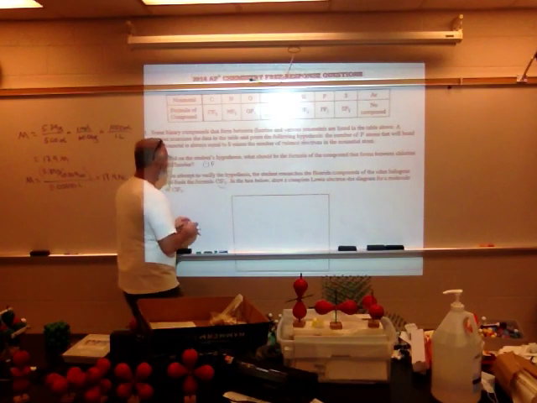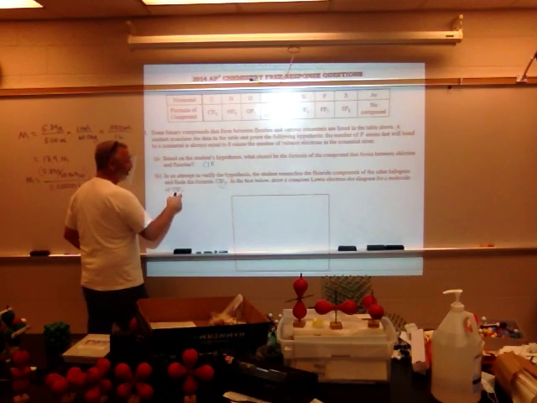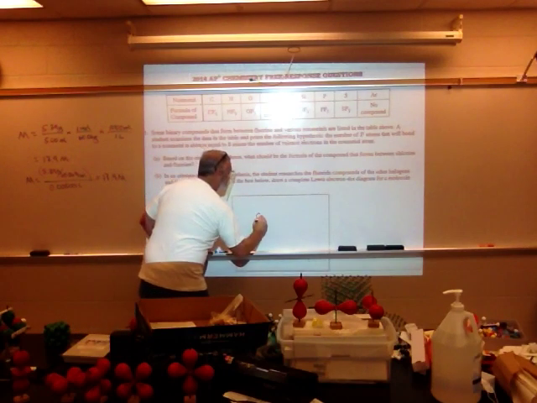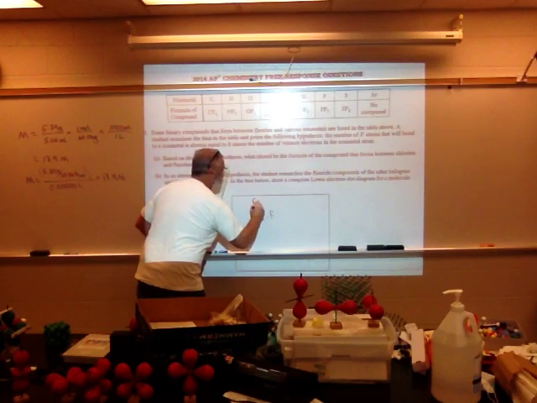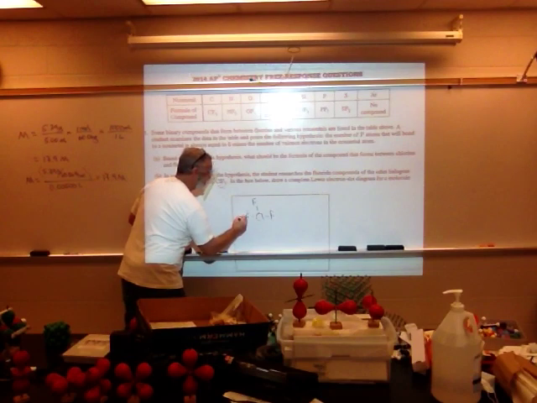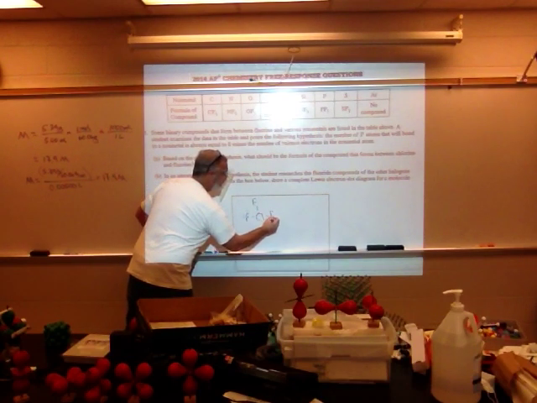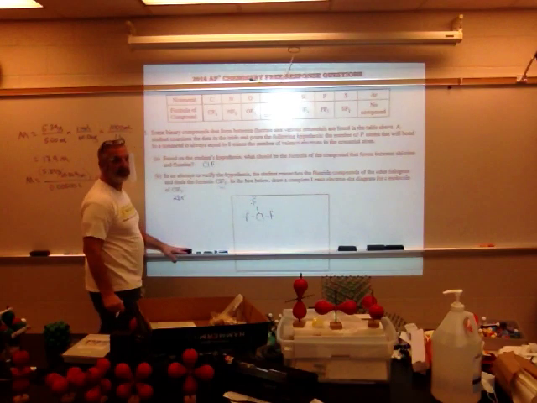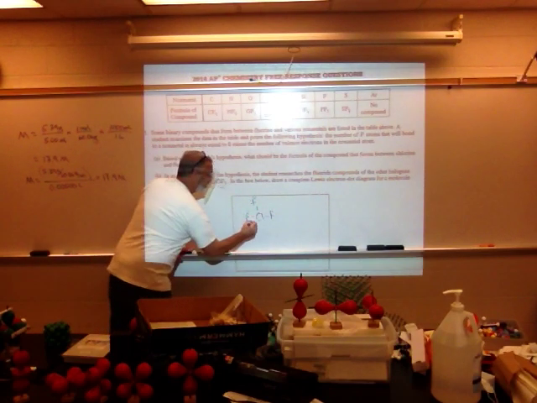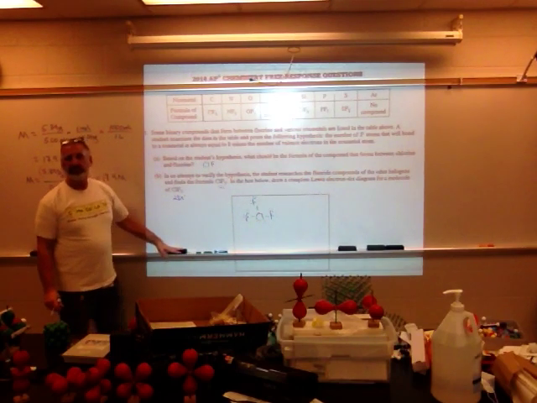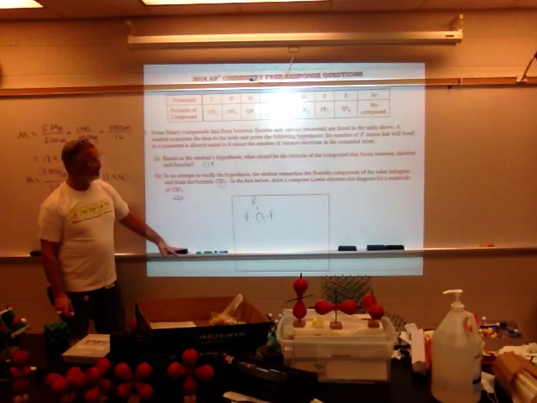Draw the Lewis structure. Well, chlorine has 7, fluorine has 7, so it's 7 times 4, 28 electrons. Fluorine, fluorine, fluorine. Okay? 2, 4, 6, 8, 10, 12, 14, 16, 18, 20, 22, 24. Where do the extra electrons go? 26, 28. There's your Lewis structure.